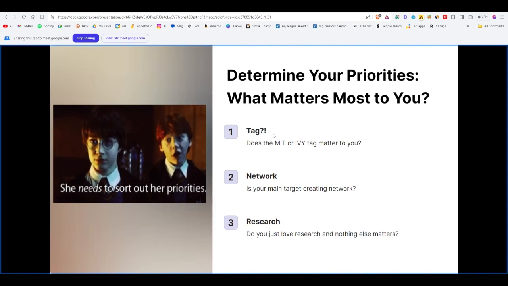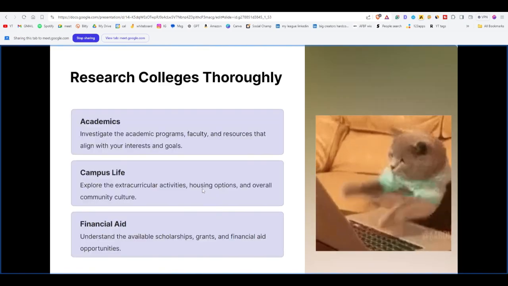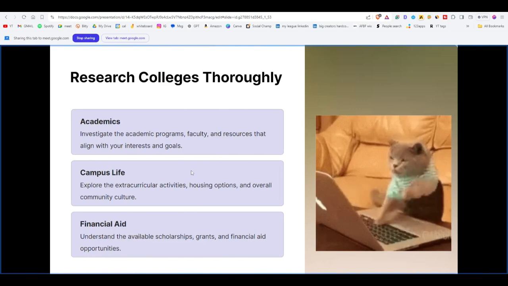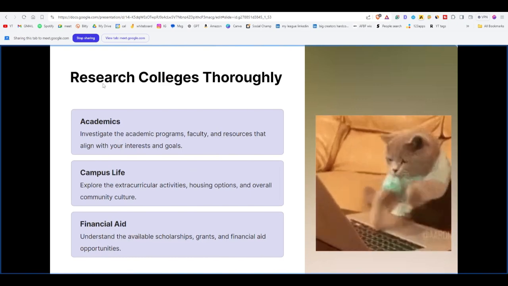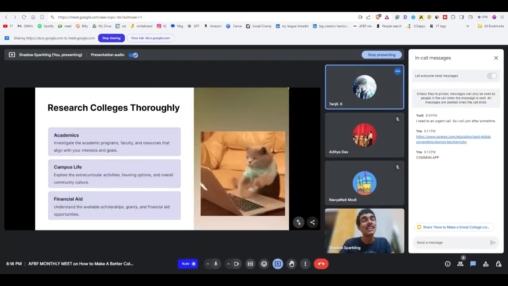Yeah. And if you are trying to go to purely research, like doing research thoroughly and getting a Nobel Prize at the age of 60, so you can definitely go for research institutes like Caltech, like those. Yeah. So research colleges thoroughly, blah blah blah. Yeah, Berkeley is also good, definitely.